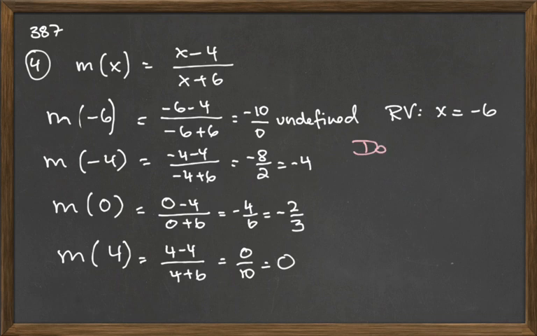Domain is... Luke, you said before. Oh no, you said it wrong. Say it again. Negative infinity to -6, union -6 to infinity. Right. Yep. Now if we only have one restricted value, then that is your domain. In the general form, I'm gonna write that down in a second.